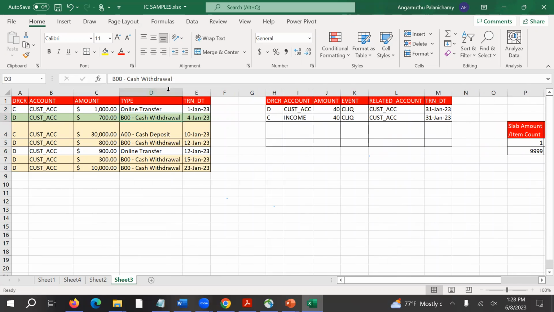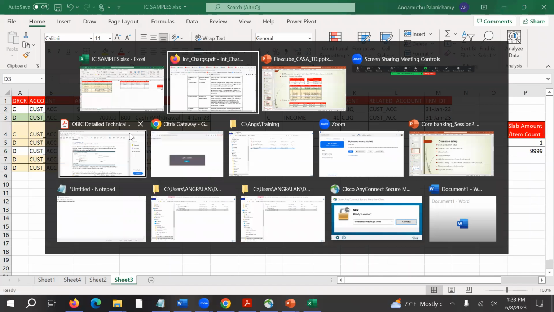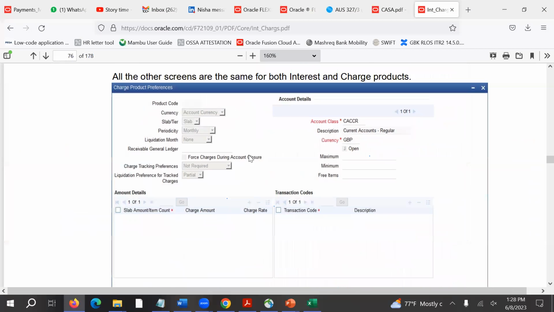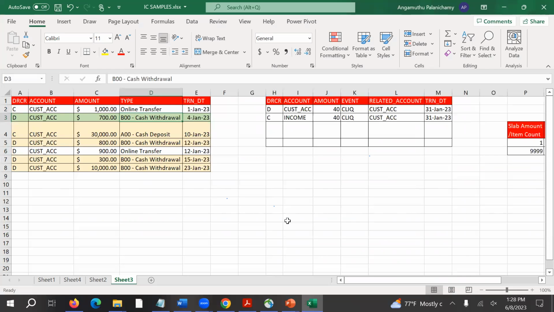A transaction number is, let's say, B00 for cash withdrawal branch, or A00 for cash deposit. So in that screen, I'll give item count as a charge basis. Here I will mention B00 and A00. So both are counted as a count. In this case, what happens at the month end? System checks how many transactions. Total 5 transactions, because whatever is with B00 and A00 is counted for the charges.